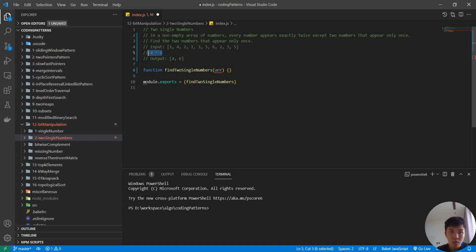So we got this one if we XOR all together, but what we need is the two numbers themselves, and we don't know what those numbers are, right? So how do we solve this one?